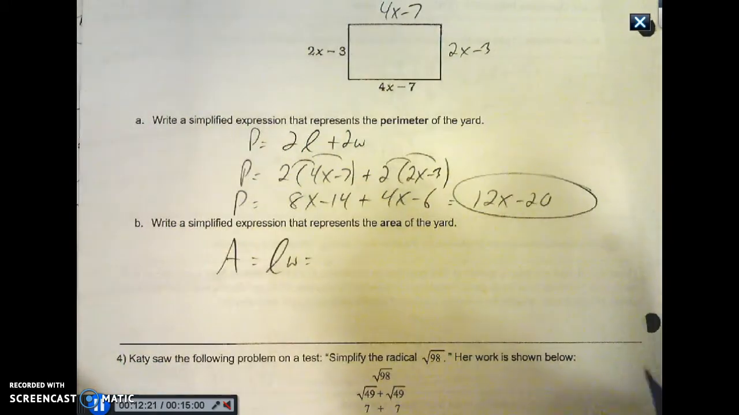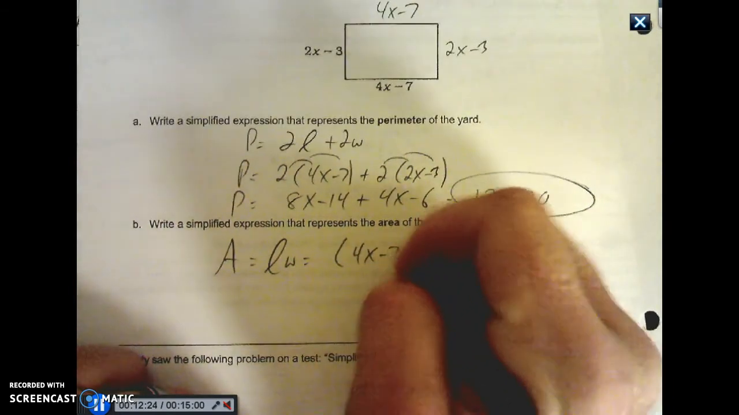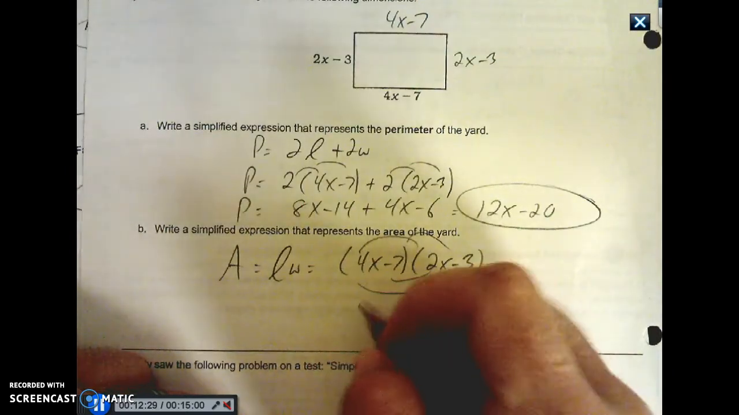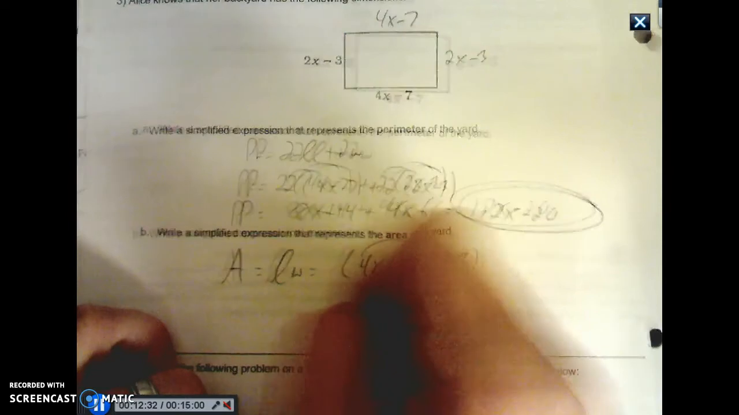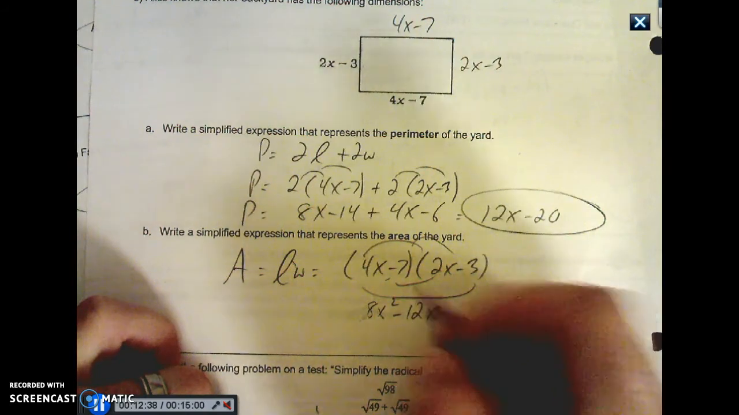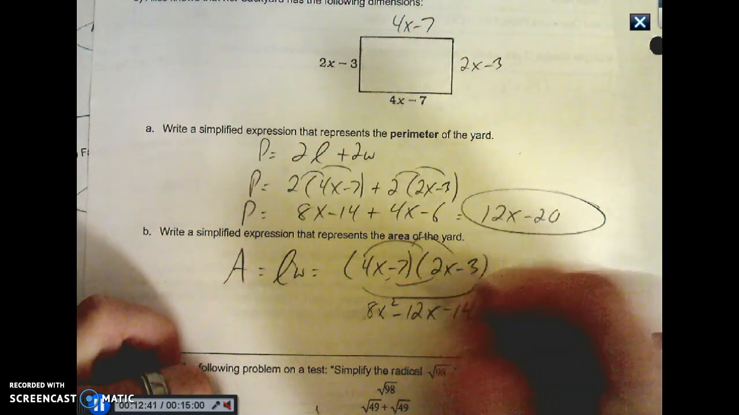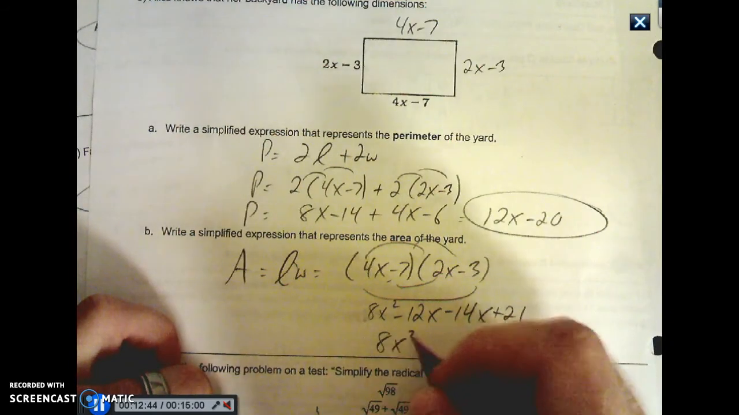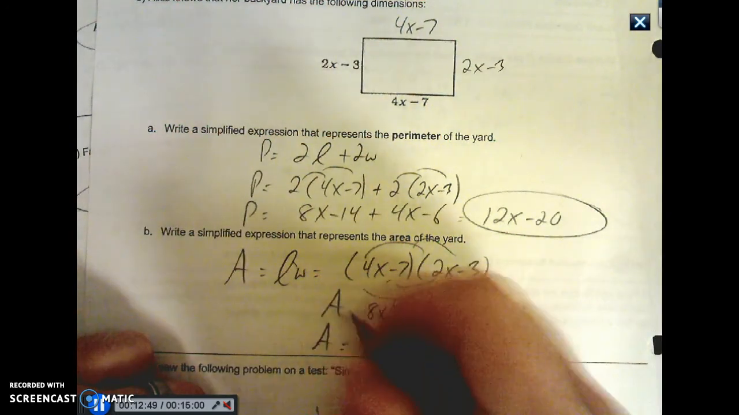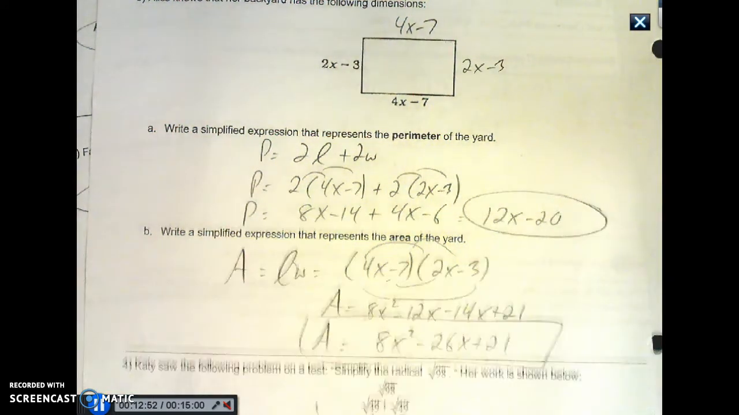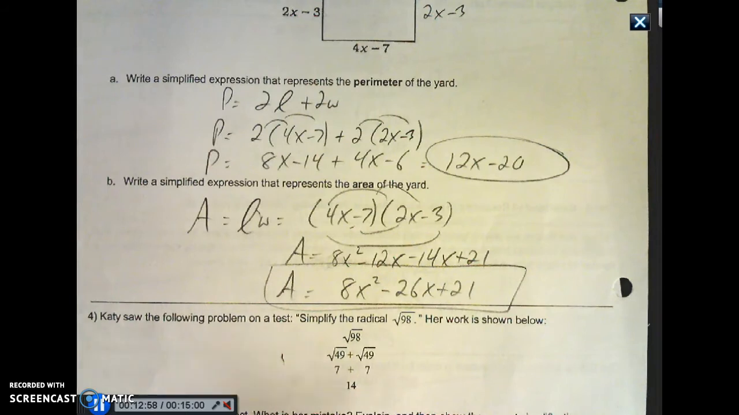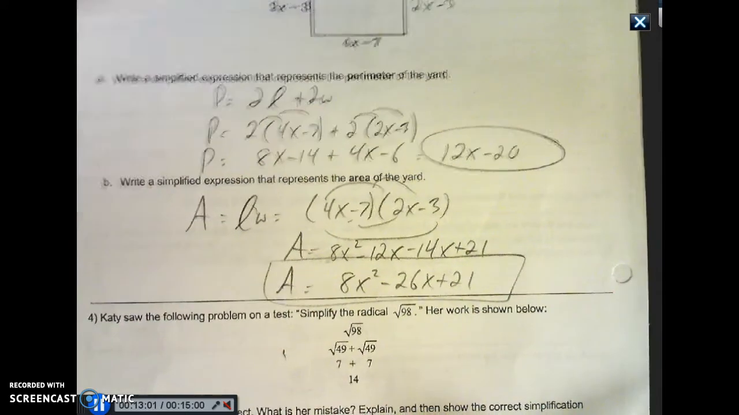But meanwhile, area is length times width. So here you have to FOIL. Guys, you know how to FOIL. First, outer, inner, last. 4x times 2x is 8x squared. 4x times -3 is minus 12x. Minus 14x plus 21. Combine together the two outside and inside terms. And you're all good. Okay? So again, perimeter, it's a simple formula. In fact, I think there's a formula sheet where it's on there, and area is just length times width.